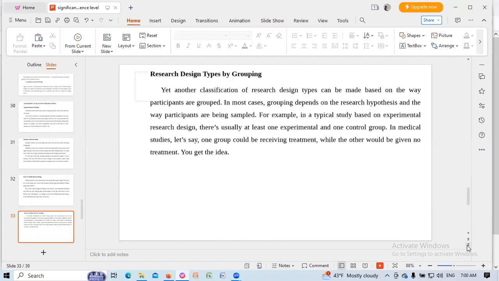Research design type by grouping. Another classification of research design type can be made based on the way participants are grouped. In most cases, grouping depends on the research hypothesis and the way participants are being sampled. For example, in a typical study based on experimental research design, there is usually at least one experimental and one control group. In medical studies, let's say one group could be receiving treatment while the other would be given no treatment.